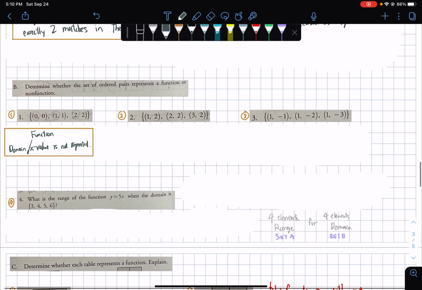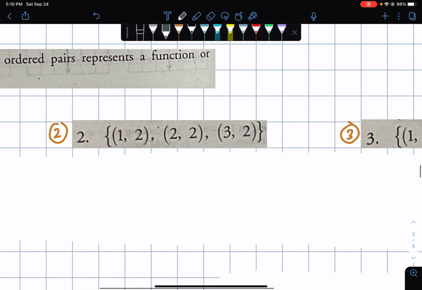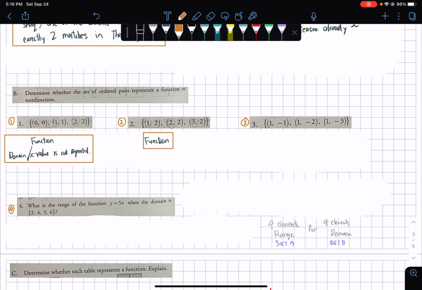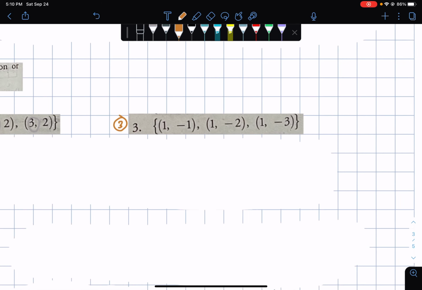Okay. For number 2, (1, 2), (2, 2), (3, 2). So based on the domain elements, this is still a function. I think you know the reason already, so I wouldn't have to write it anymore. The same reason as number 1. For number 3, as you can see here, domain elements are repeated thrice actually. So this is a non-function. Obviously a non-function.